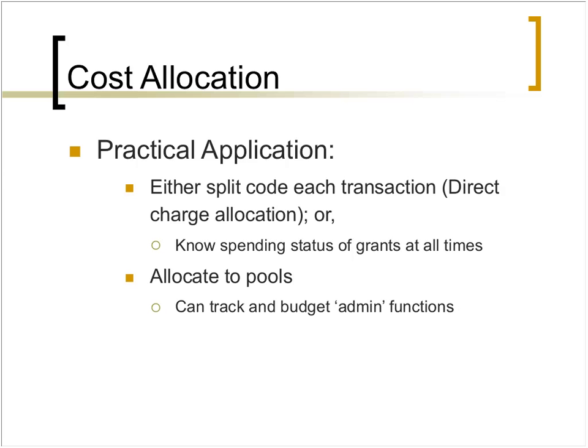If we allocate to pools and do a pool allocation method, one of the second or the third method, this is perhaps easier to administer, and it also allows us to track and budget the administrative functions. This allows us to see how much HR is costing us, how much the fiscal office is costing us to operate, and we can budget that function. So instead of the cost getting hidden as a small charge to each grant, it is centralized first before it's allocated out.